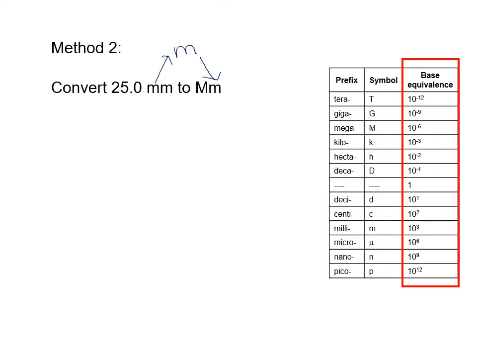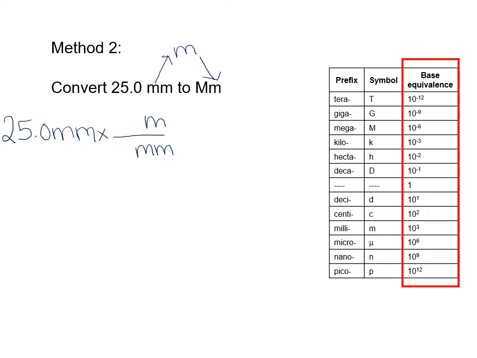Again, same rule applies where we start off with what we're given. So I start off with 25.0 millimeters. This time, I'm first converting millimeters into meters. So the millimeters will go on the bottom, right? Because that's the unit I'm trying to cancel. The meters will go on top.